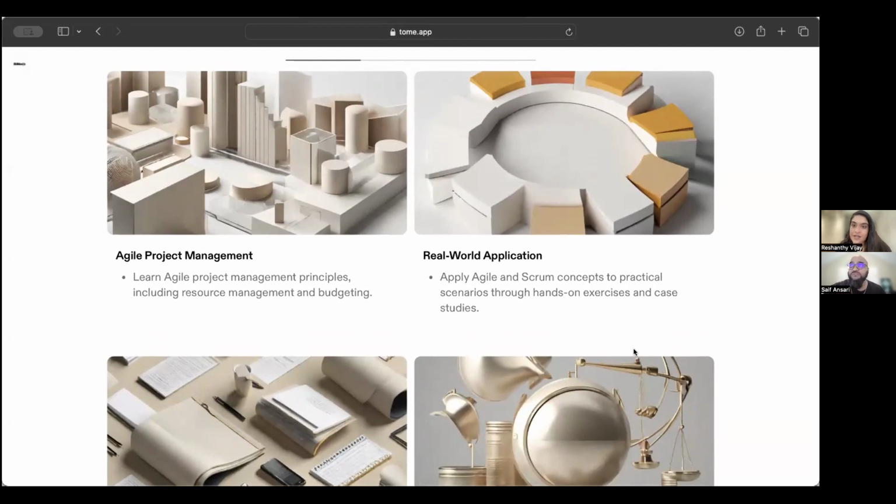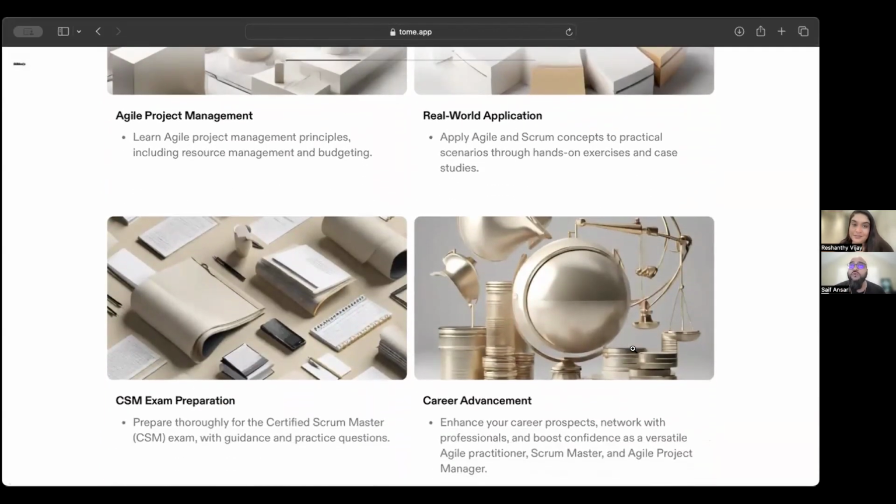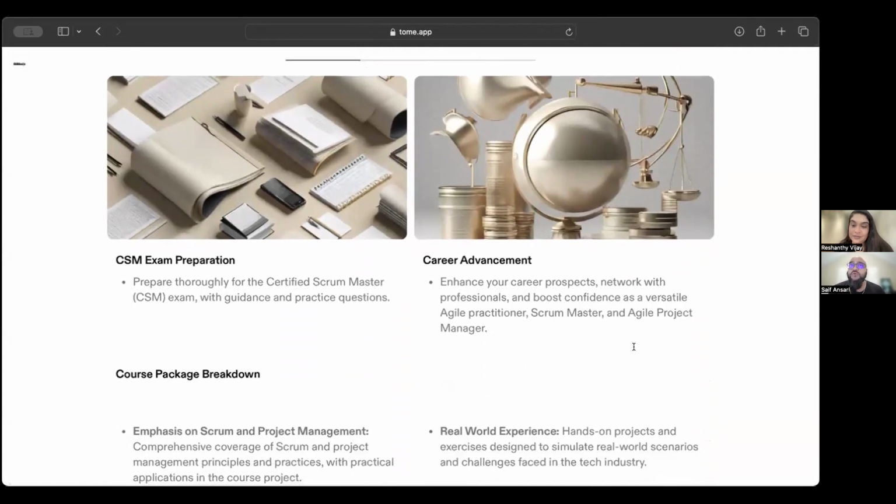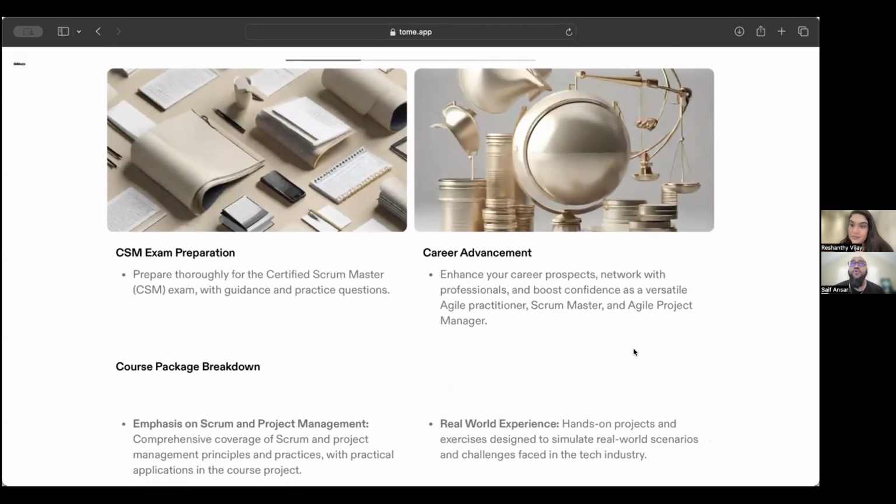And vice versa. Career advancement. Yes, sorry. And career advancement. So, what are your prospects for developing your career? Where do you go from here? How do you network? Rashanti is an expert networker, so she will give you some tips and tricks. How to boost your confidence. There is a lot of psychology in this field, dealing with people on a team, conflict resolution. There's a way for you to get versatile in the types of projects that you take on.